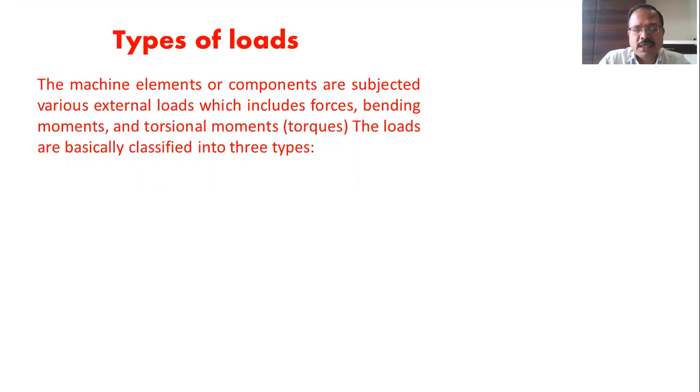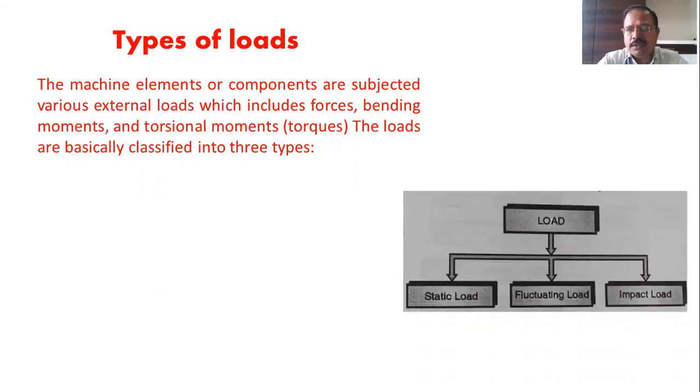Loads are basically classified into three types. Those are static load, fluctuating load, and impact load. Static load is the load in which the magnitude of the load and direction of the load and the point of application, or all of the three, always remains unchanged. Then that type of load is called as static loading.